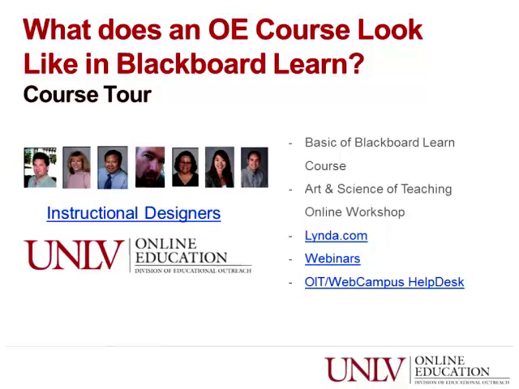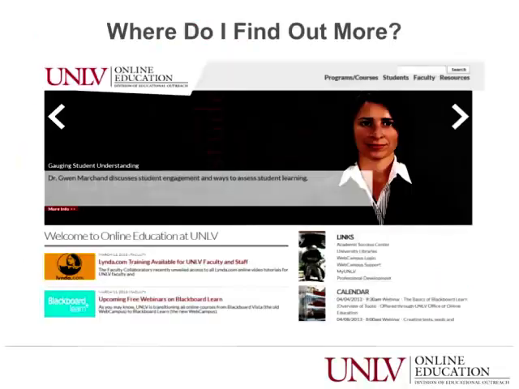And then, last but not least, you can contact OIT or the Webcampus Help Desk. Their number is 895-0777. So there's a variety of different options for you.